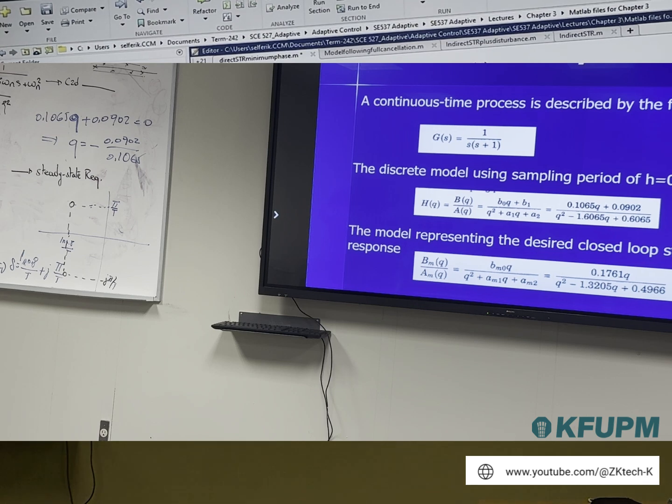And then the loop here I gave you 1 over S squared plus 2 zeta omega n S plus omega n squared, and we told you if I use zeta equal to 0.7, then the overshoot will be 5%. Then I add a 0 in the numerator, a stable 0. The filter with zeta based on 0.7 will give me not an overshoot of 5%, but an overshoot of 20%.